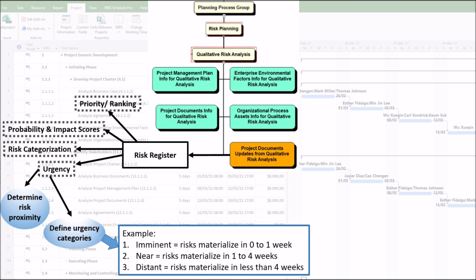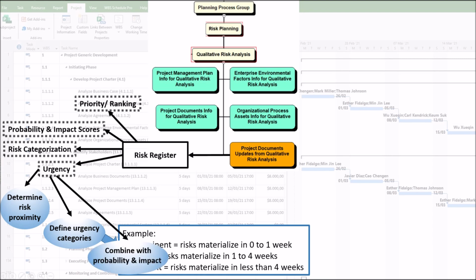Second, define urgency categories, simple scales such as imminent, when risks materialize in 0 to 1 week. Near, when risks materialize in 1 to 4 weeks. Distant, when risks materialize in less than 4 weeks. Or a numerical scale where 1 represents an urgent risk and 5 is a non-urgent risk.